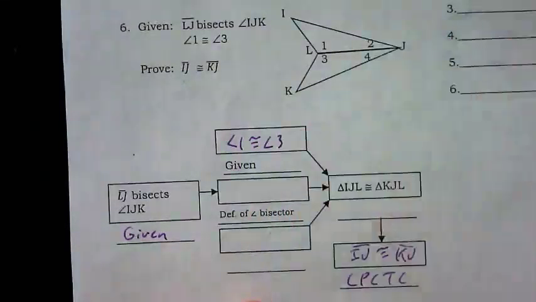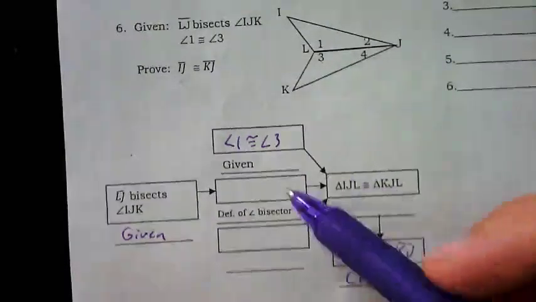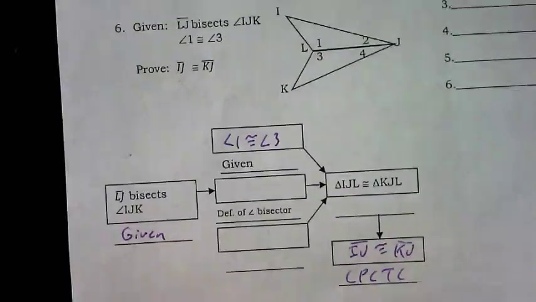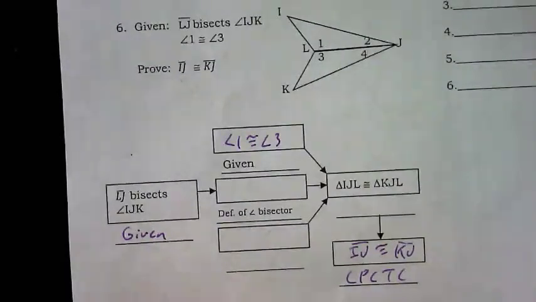Angle 1 is congruent to angle 3. Now, I already have four boxes filled in, and I only have four left. Again, I have half the proof filled in, and I haven't even done anything with real work yet, right? All I've done is identify the end statement and what's being given.